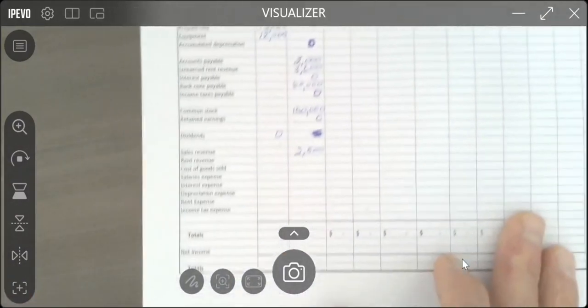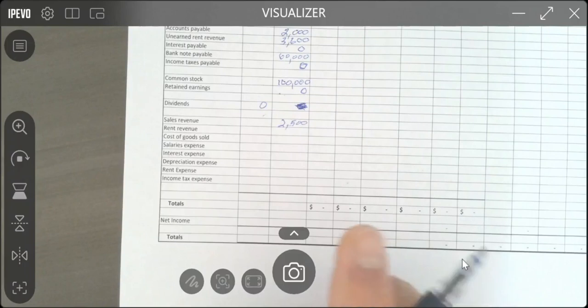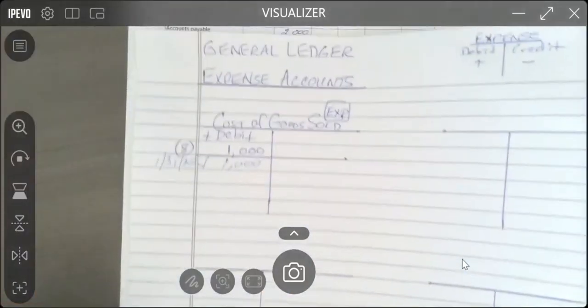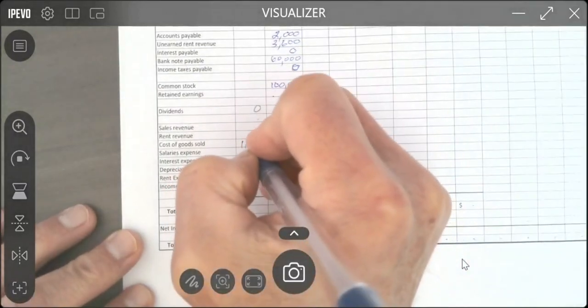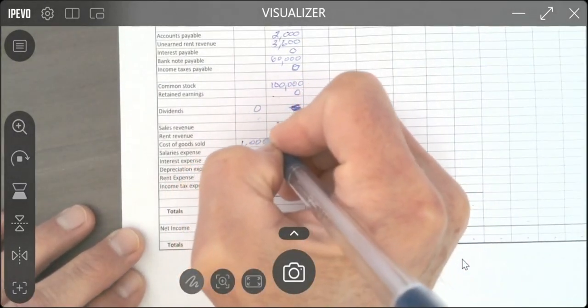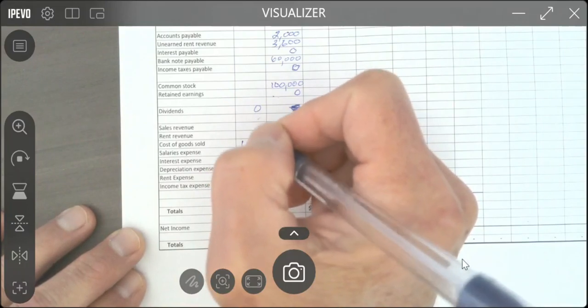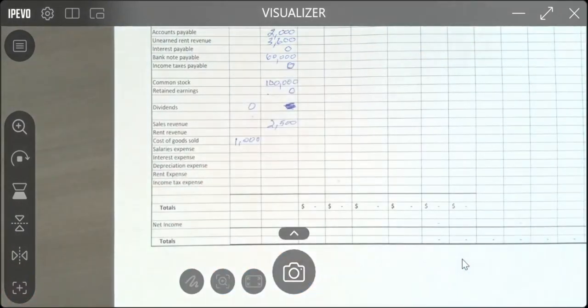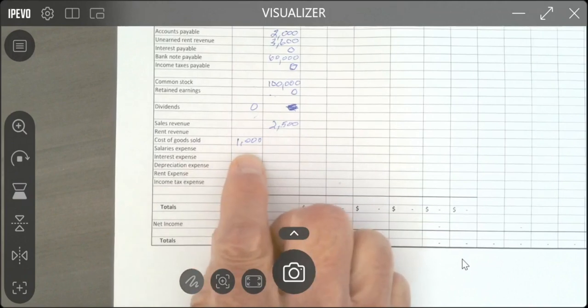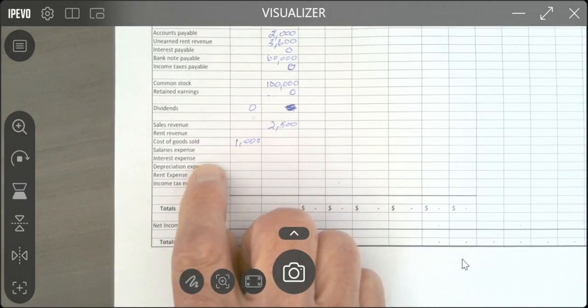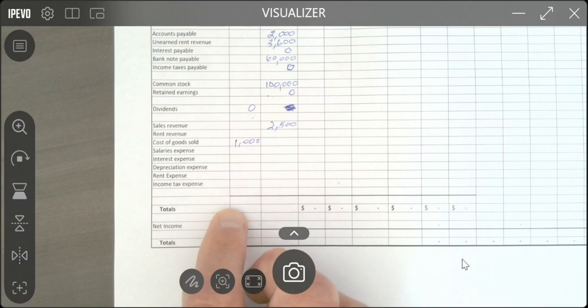Okay, the expenses, we have several expenses listed here, but we've only debited one so far, and that was cost of goods sold for $1,000. Those 10 bikes that we sold at $100. And obviously, in the real world, we likely would have paid our employees something, and we'll see about these other things.